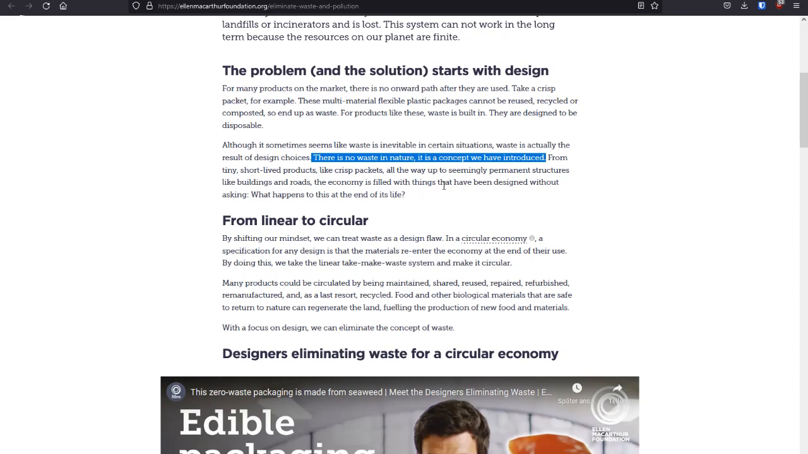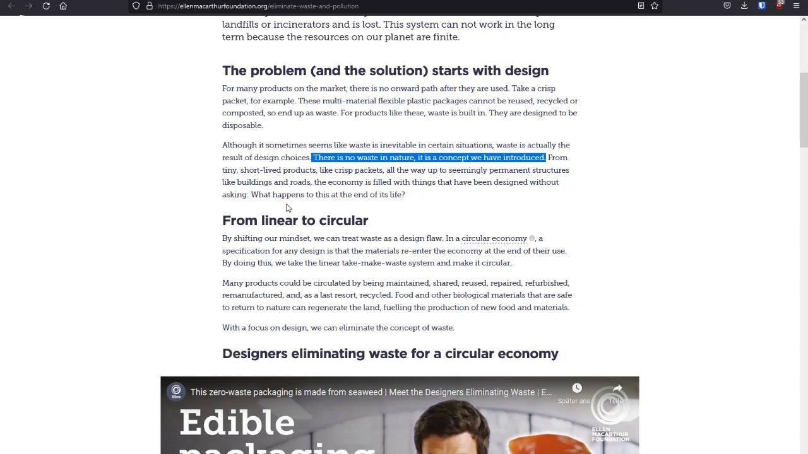But from tiny short-lived products like crisp packets all the way up to seemingly permanent structures like buildings and roads, the economy is filled with things that have been designed without asking what happens at the end of their useful life. For example, a building has a useful life of maybe 25 to 30, 50 years. And no one, since the 50s, since the 60s, has actually asked the question, what happens when this building is not to be used anymore? What happens after that? Really important question to ask for the circular economy.